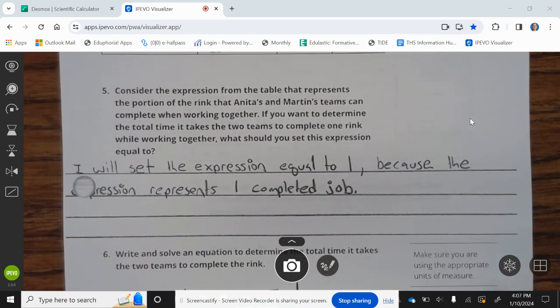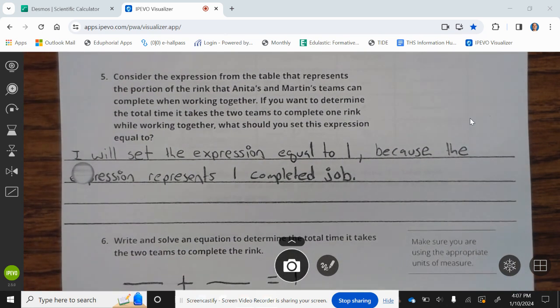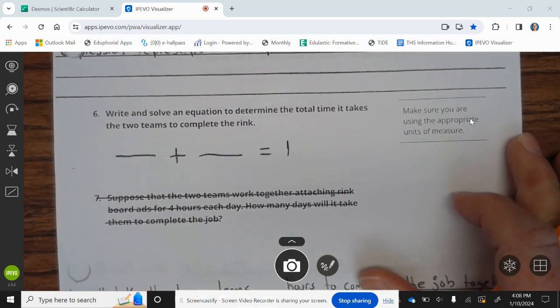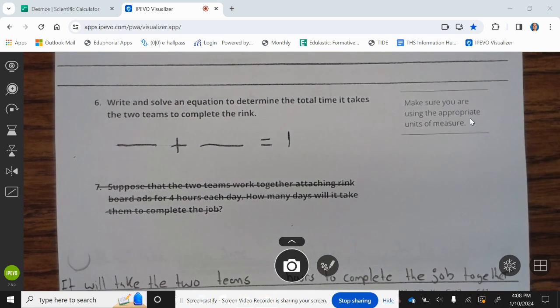All right, let's take a look at 5. Consider the expression from the table that represents the portion of the rink that Anita and Martin's team can complete when working together. If you want to determine the total time it takes the two teams to complete one rink while working together, what should you set the expression equal to? I'll set the expression equal to 1 because it represents one completed job. 6. Write and solve an equation to determine the total time it takes the two teams to complete the rink.